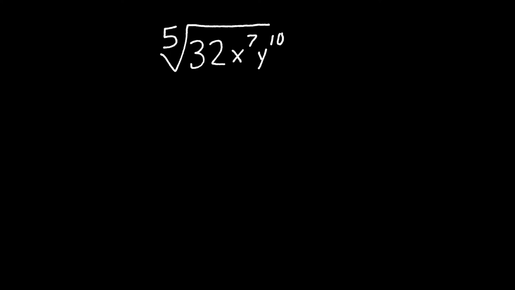This time I am looking for the 5th root of 32 x to the 7th y to the 10th. I still recommend, just like before, breaking this down into as many pieces as we need. So I'm going to do 3 pieces again. That way I can see how it works with everything.